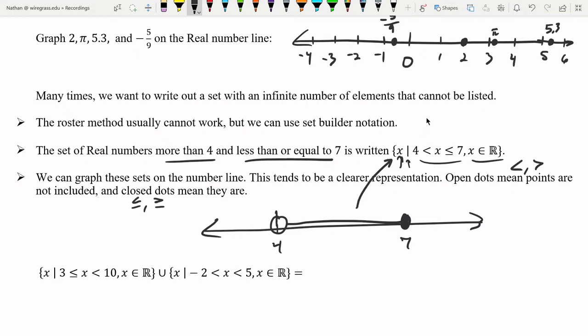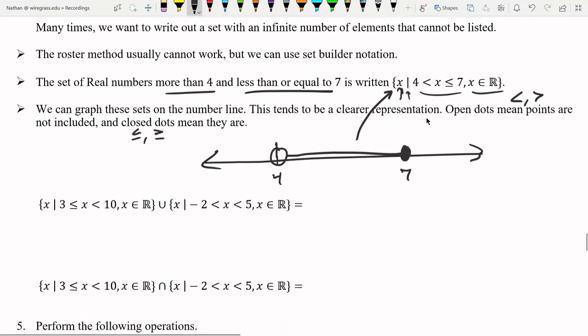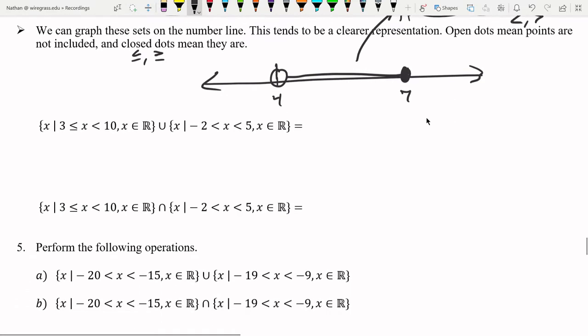Okay, using this, we can actually do operations on these because these are just sets. So that means we can take unions, intersections, complements of these things. And the graphical representation is going to help us to do that. So for these first two, we have the same sets. I'm going to draw it once and use it for both problems.